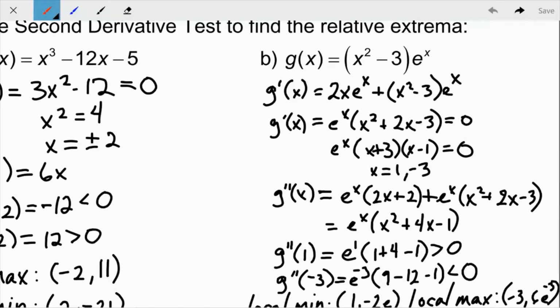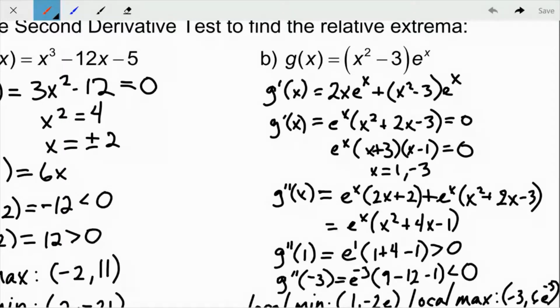And then the next thing I'm going to do is take my second derivative. So it works out in sort of a similar way. I ended up getting my second derivative in this form, e to the x times x squared plus 4x minus 1. Now I've got to figure out, is my second derivative positive or negative at each one of these 0 derivative points?